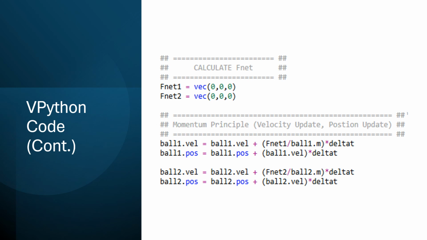From the last slide, we have that the net force on both objects is just equal to negative mg in the y direction. Although for this model, we're only doing one-dimensional collisions. So again, it won't be useful, but it doesn't hurt to have it. Also, you can see below that we've implemented the momentum principle for ball 1 and ball 2.